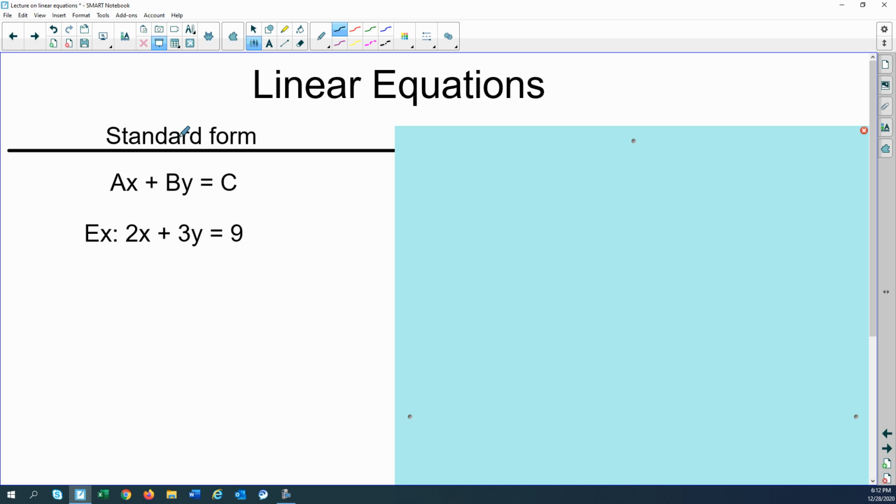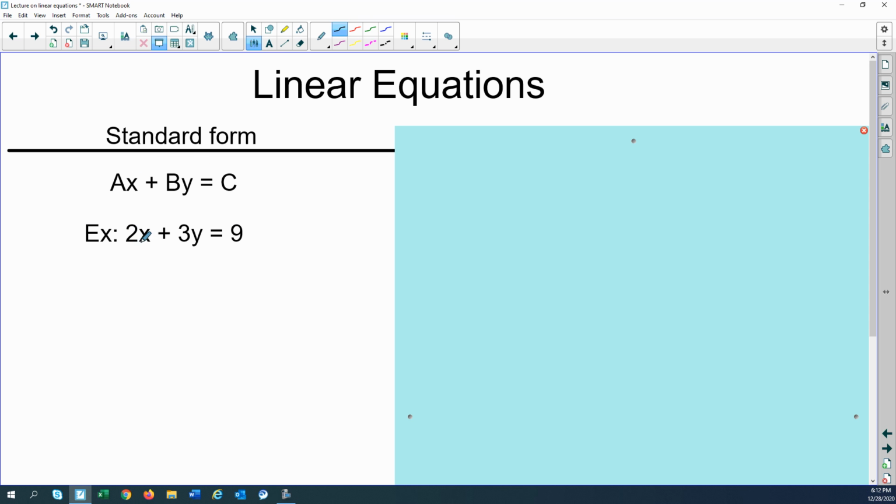Okay, so linear equations have a few different forms. Two of the forms that we're going to look at are standard form and your point-slope form. So for standard form, we have ax plus by equals c. So for a linear equation, notice the exponent on your x and y is a 1. If we get a squared here, then it changes the shape of the graph. So for a linear equation, we want our exponents to be 1.